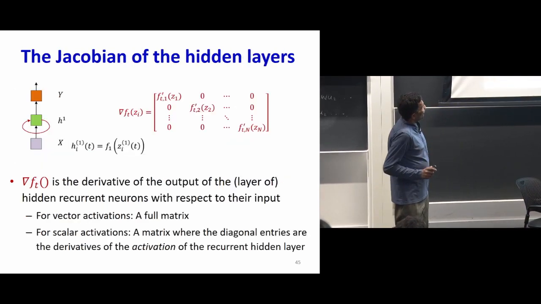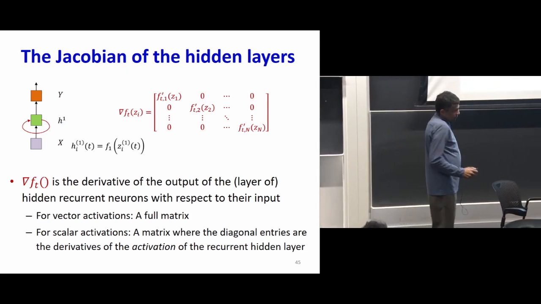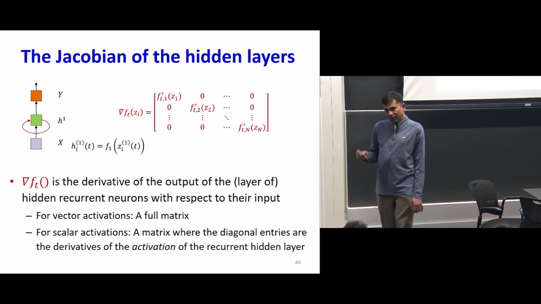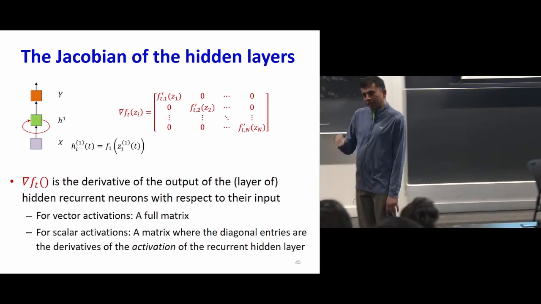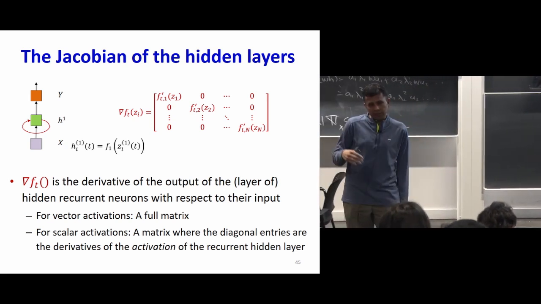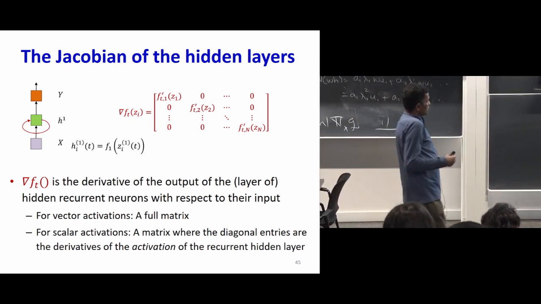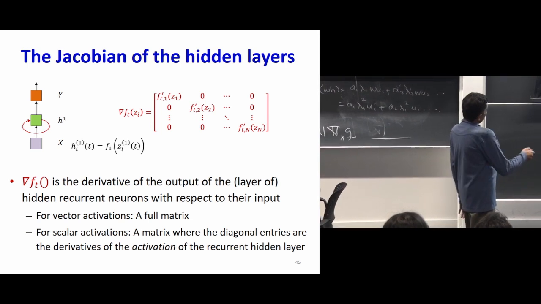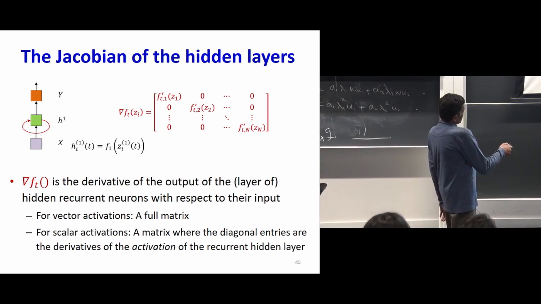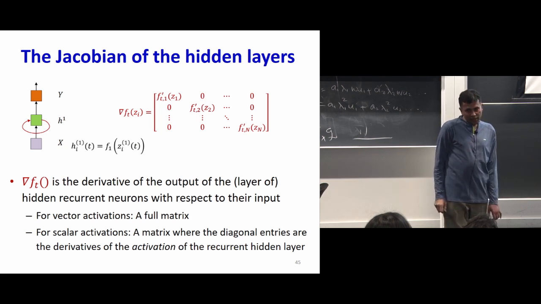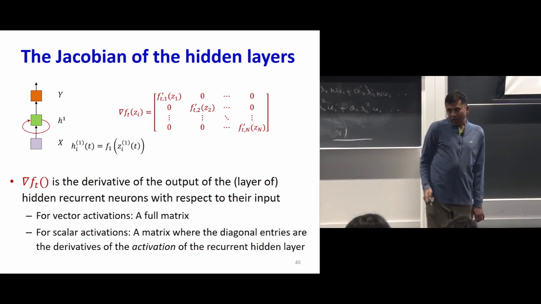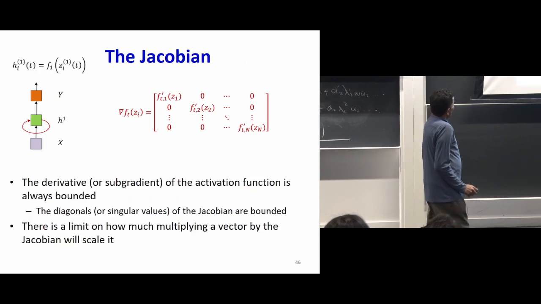And for recurrent networks, keep in mind that the hidden layers are generally treated as scalar activations rather than vector activations. And as we just saw, if you have a scalar activation, it's a Jacobian function. As we saw earlier, if you have a scalar activation, the Jacobian can be thought of as a diagonal matrix.